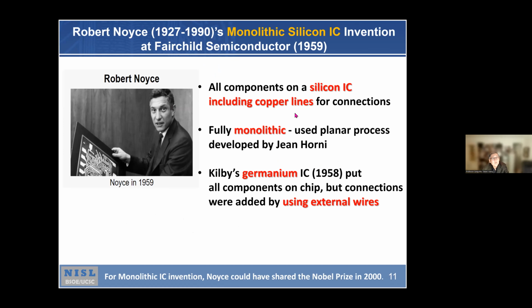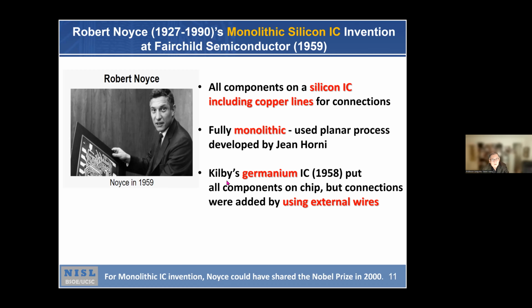Equally important was Bob Noyce, the invention of the integrated circuit, which was about 6 months later, 1959. All components on a silicon IC, including copper wires. That's important. Yeah, he included wires. And then fully monolithic, using the planar process developed by Hoerni.